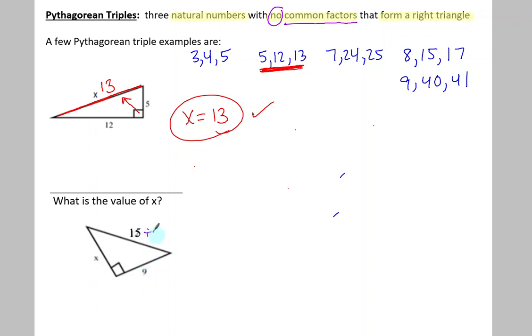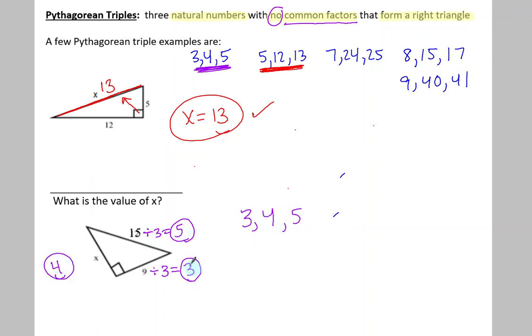If I divide both of these, 15 divided by 3 gives me 5, and 9 divided by 3 gives me 3. Now I see that 3 and 5 are a part of one of these Pythagorean triples. That's the 3, 4, 5 triple. What's missing? The 4. So the 4 should go on that missing side.